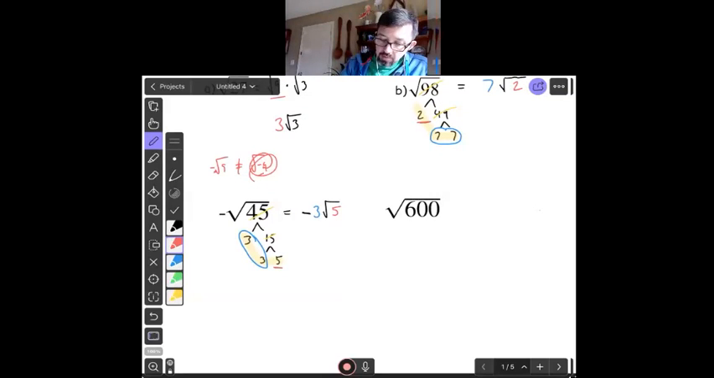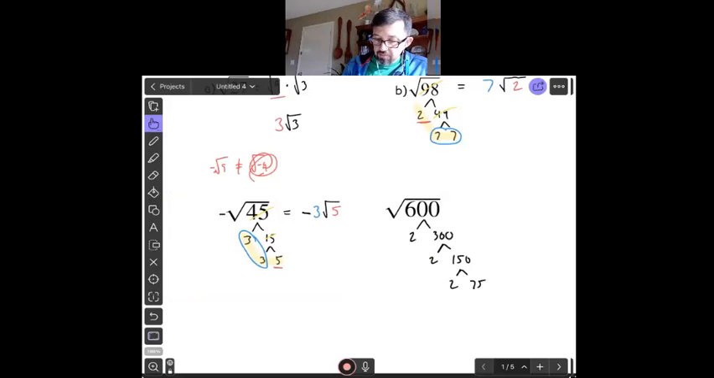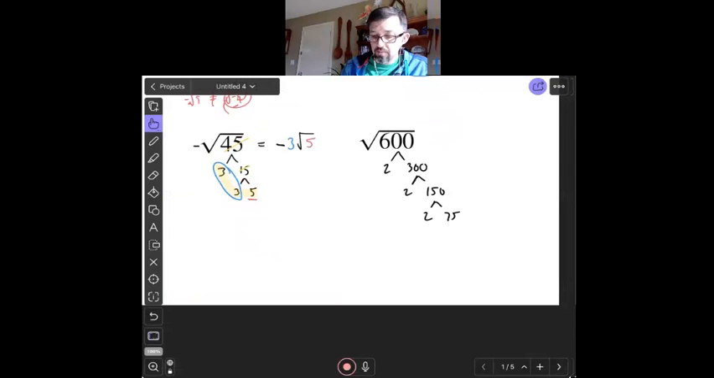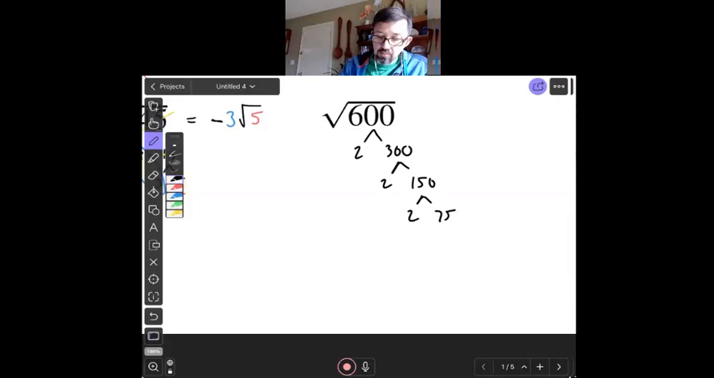And that's an even number, so I'm going to take out a 2. So 2 times 300, still even. So 2 times 150, still even, which is 2 times 75. So 2 doesn't go into that. Does 3 go into 75? Yep, 25 times, right, Kyla? So 3 times 25, and then 25, of course, is 5 times 5.